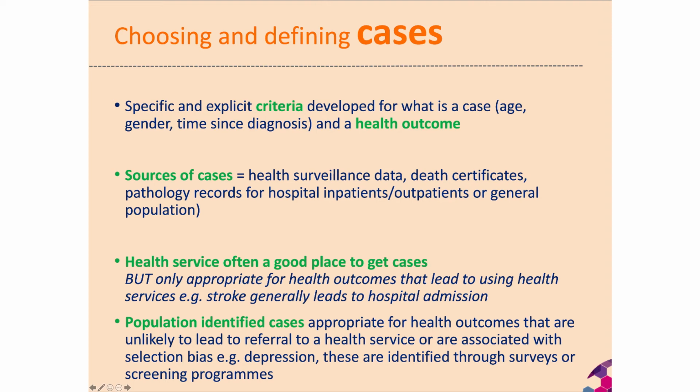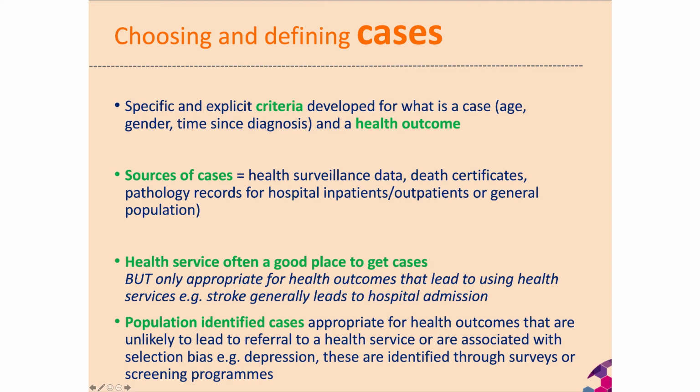The health service is often a good place to get cases. And that's because people go to hospitals and their GPs when they have a health problem. But it's only appropriate where the health problem leads to people going to and using health services. For example, stroke generally leads to hospital admission, so we can find people with stroke in a hospital, either in inpatients or outpatients, or in a GP setting, a primary healthcare setting.